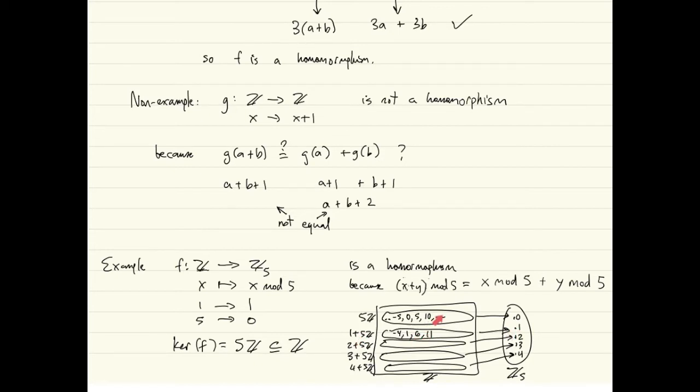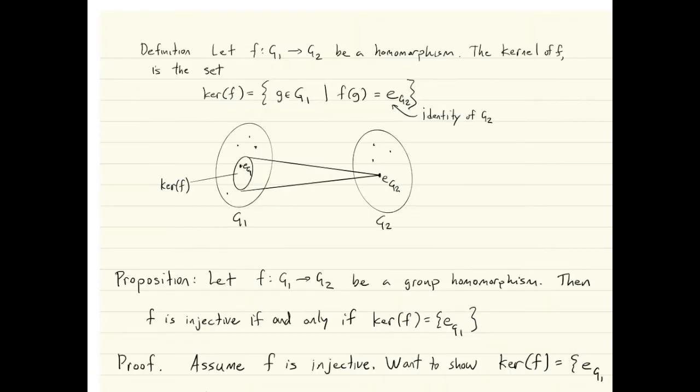Some numbers that map to 0 are all the multiples of 5. And what we'll see on the next page is something called the kernel of a homomorphism. It's the set of elements in the domain that map to the identity element in the target. In other words, it's the inverse image of the identity element. In this case, the identity element of the target is 0, and the elements of the kernel are all the multiples of 5.